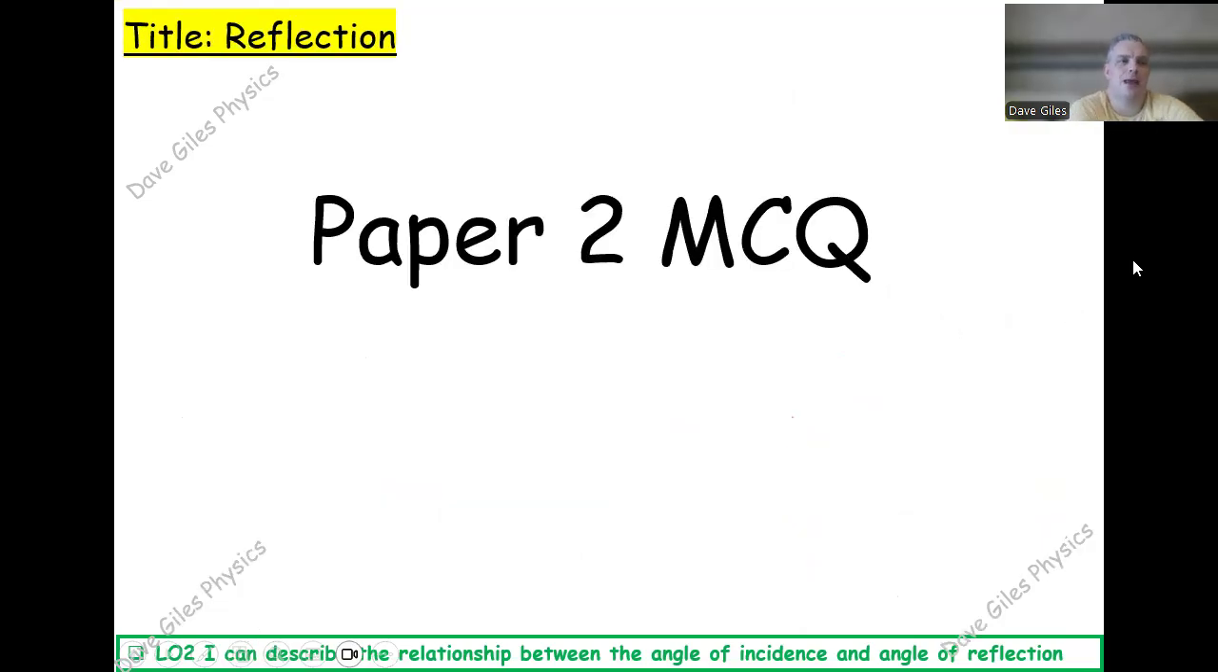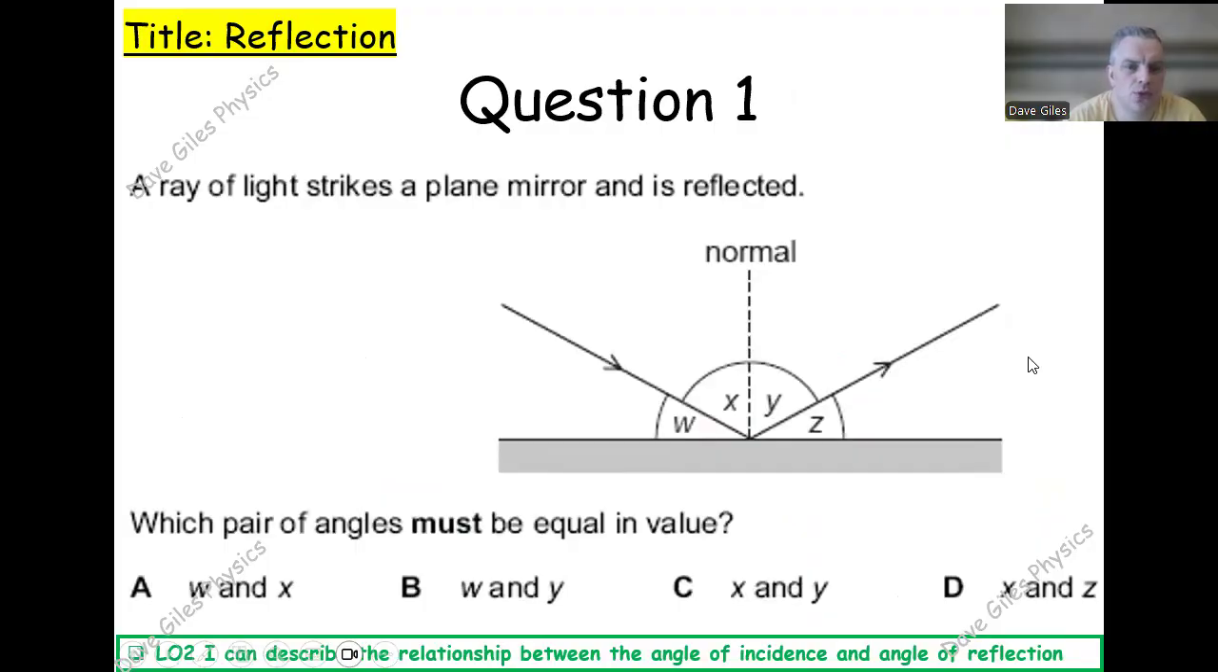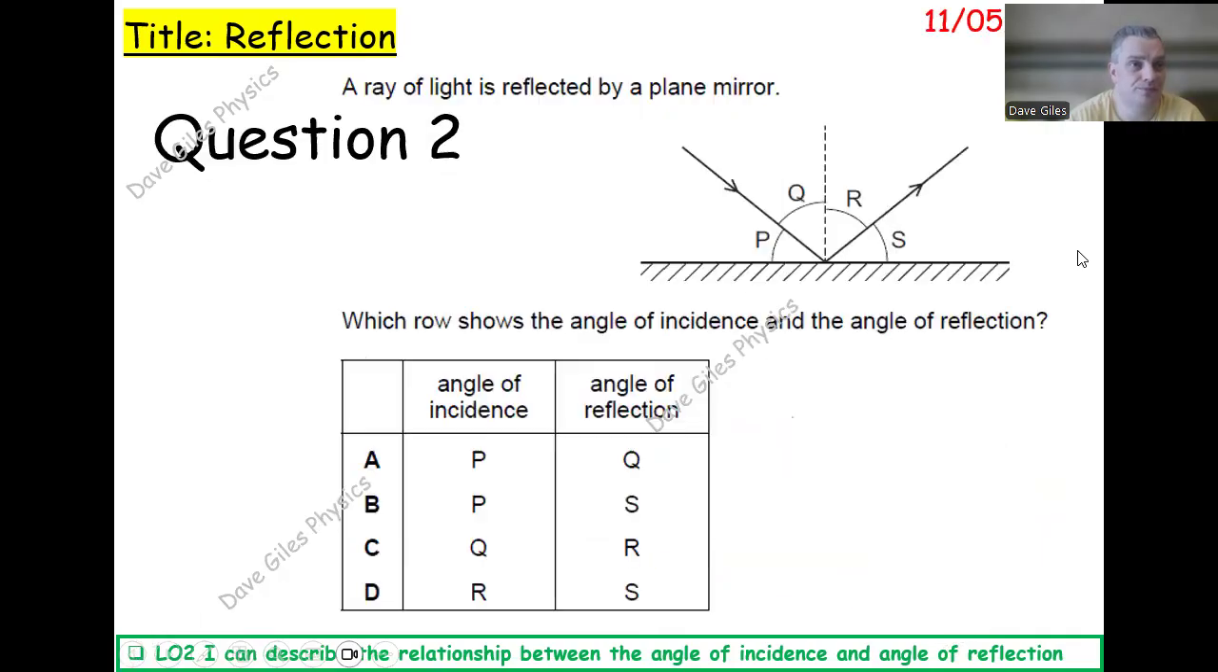So let's have a look at some past paper questions looking at the second learning objective. So a ray of light strikes a plane mirror and is reflected. Which pair of angles must be equal in value? So we know that W and Z will be equal. They are not, however, the angle of incidence and reflection. X and Y are. So W and Z isn't an option anyway. X and Y is. However, W and Z would also be correct if it was on the list. So the answer to this one is C.